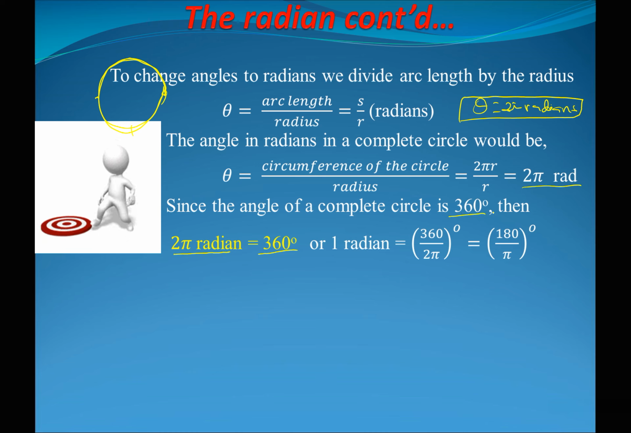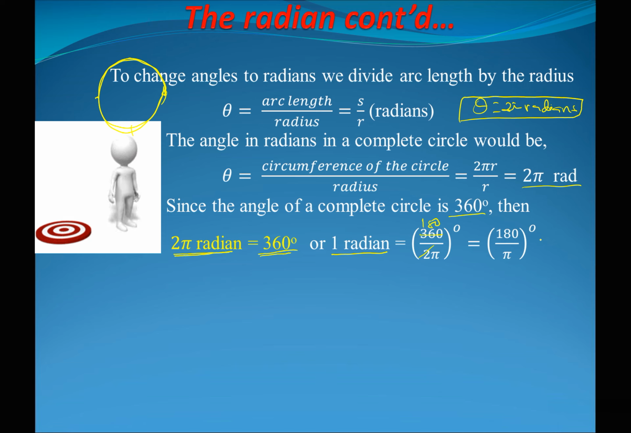Or you can try to make 1 radian the subject by dividing 360 by 2 pi. So 1 radian can be 180 divided by pi because the 2 cancels to give us 180. So 1 radian is going to be the same as 180 divided by pi degrees. So we should therefore be able to convert from degrees to radians and from radians to degrees.